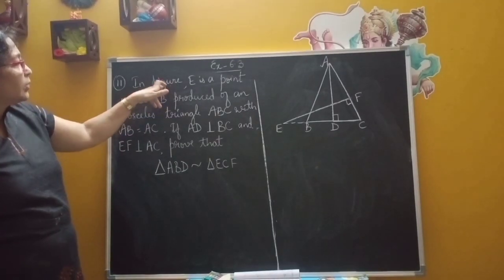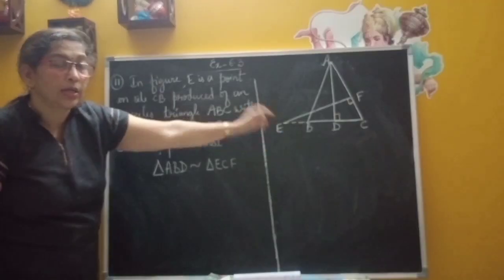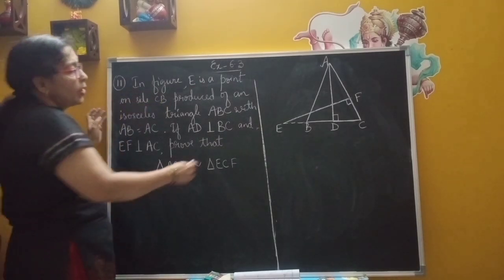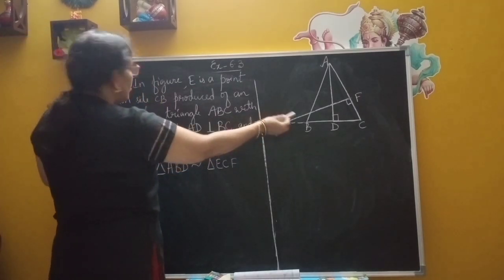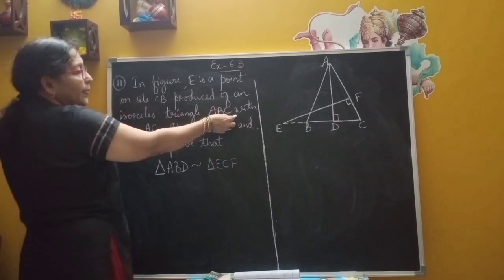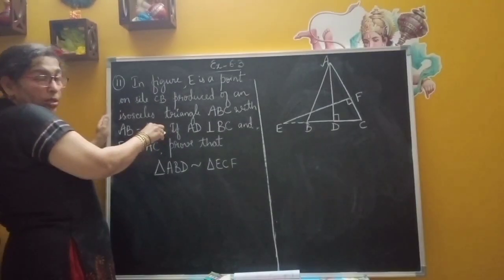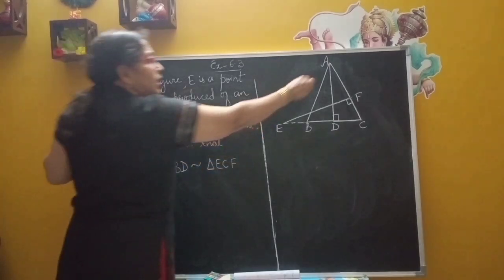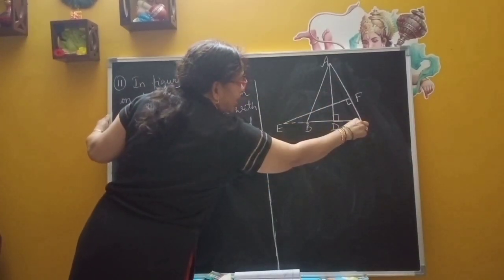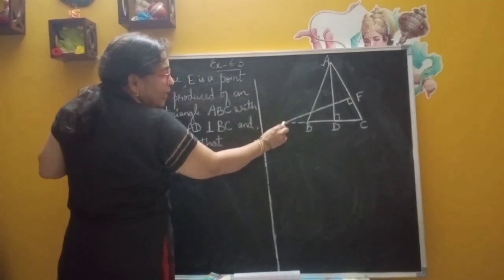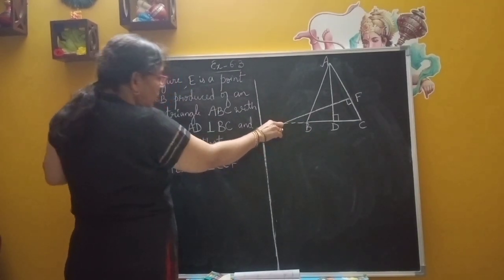See here, the question is in the figure given. E is a point on side CB produced of an isosceles triangle ABC, with AB equal to AC. So according to the given statement, ABC is an isosceles triangle and this BC is extended or produced, and we have a point E on this.